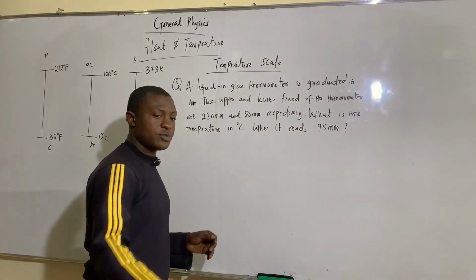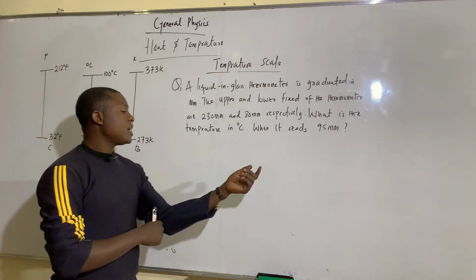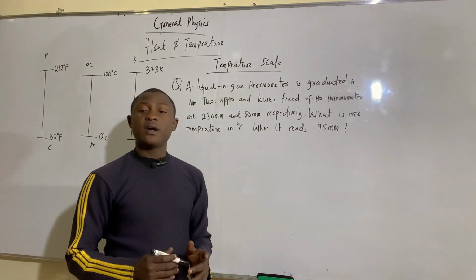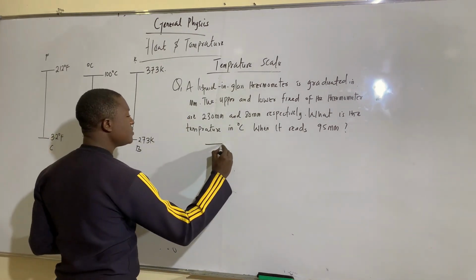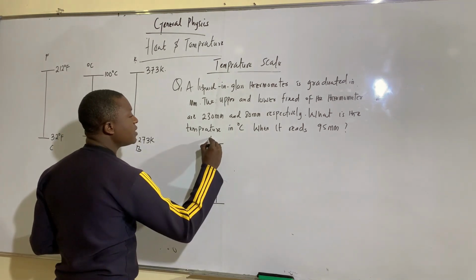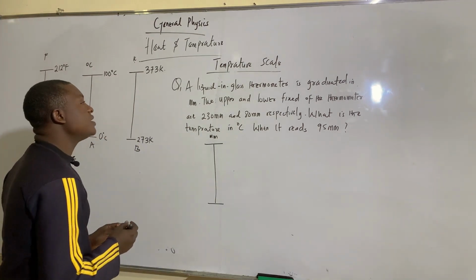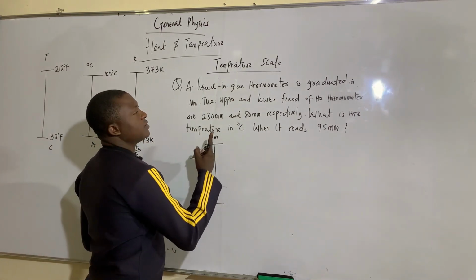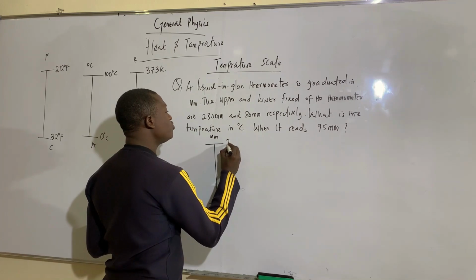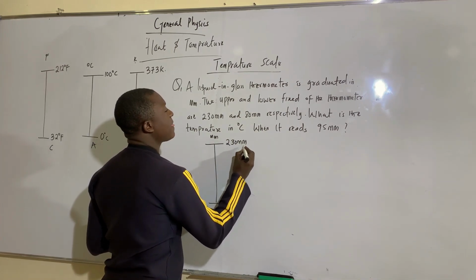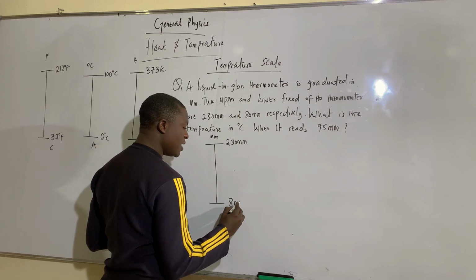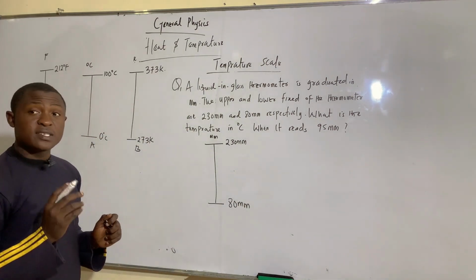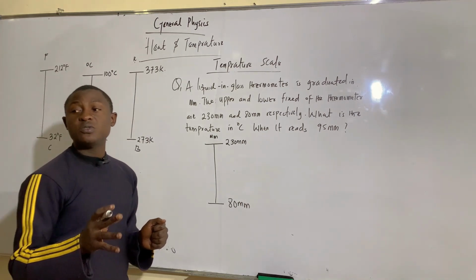Now, please focus on figure 2. A liquid in glass thermometer is graduated in millimeters, meaning the thermometer given to us here is in millimeters. So let's draw it. Here we call the upper fixed point. The upper fixed point that we have is 230 millimeter, and the lower fixed point we are given from the problem is 80 millimeter, respectively. They now ask, what is the temperature in Celsius? The question has specified that you should leave the result in Celsius.